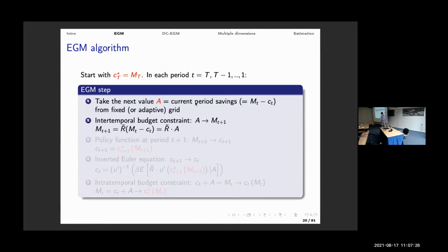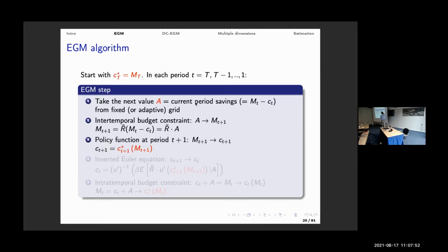Given this end of period savings, we can calculate the next period wealth according to the intertemporal budget, right? So in our case, it just grows with the return. And remember, A is just what's left after consumption in the period. That's what we start with. These are also called post-decision states.